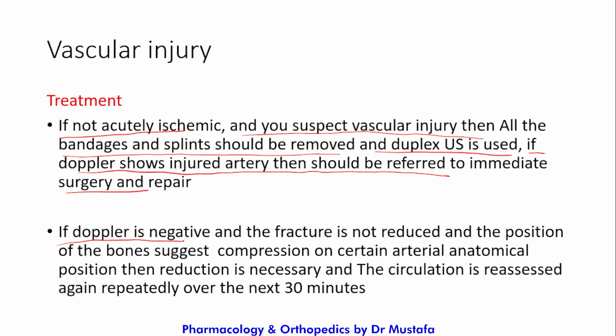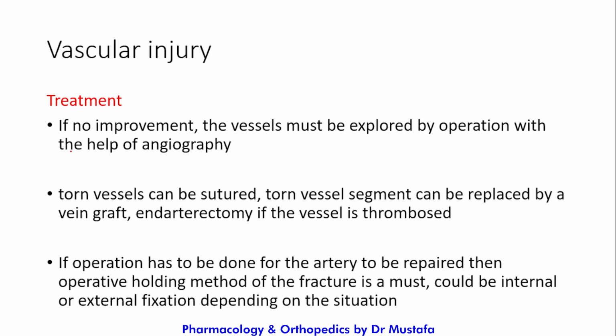If the Doppler is negative and the fracture is not reduced and the position of the bone suggests compression on a certain arterial anatomical position, then reduction is necessary and the circulation is reassessed repeatedly over the next 30 minutes. If there is no improvement, the vessel must be explored by operation with the help of angiography, and torn vessels can be sutured. A torn vessel segment can be replaced by a vein graft, and an arterectomy is done if the vessel is thrombosed.